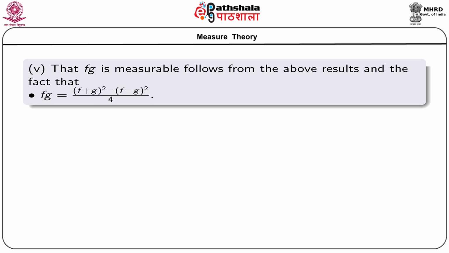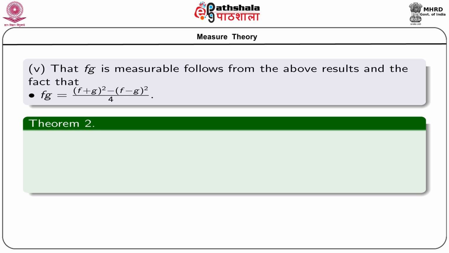Similarly, we can show that if f is not equal to 0, then 1 by f is also measurable and maximum of f g or minimum of f g are also measurable. The proofs are given in the course material, and in any case they are quite easy.